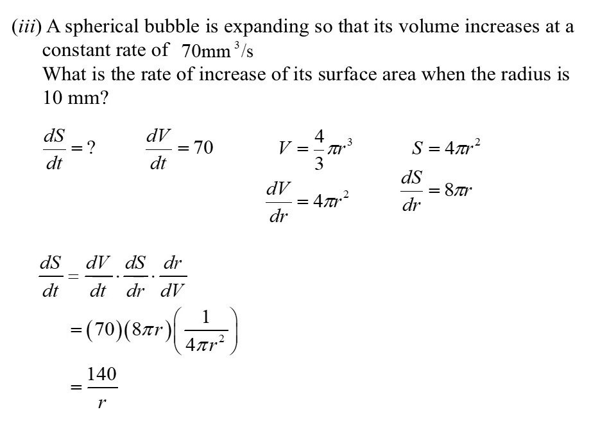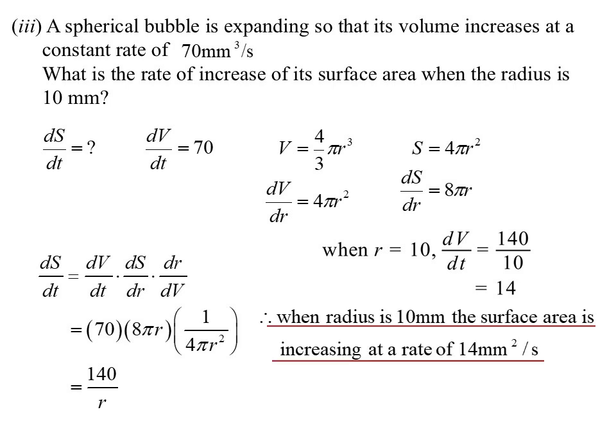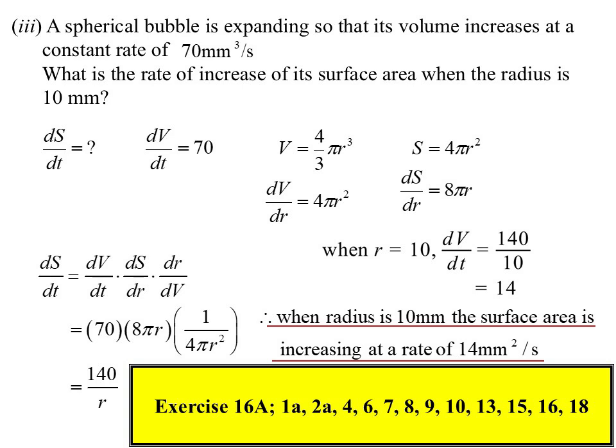Let's solve our problem. We want when the radius is 10. So we get 14, and we have our answer. 14 millimetres squared per second. So we'll have a play with rates of change, 16A.